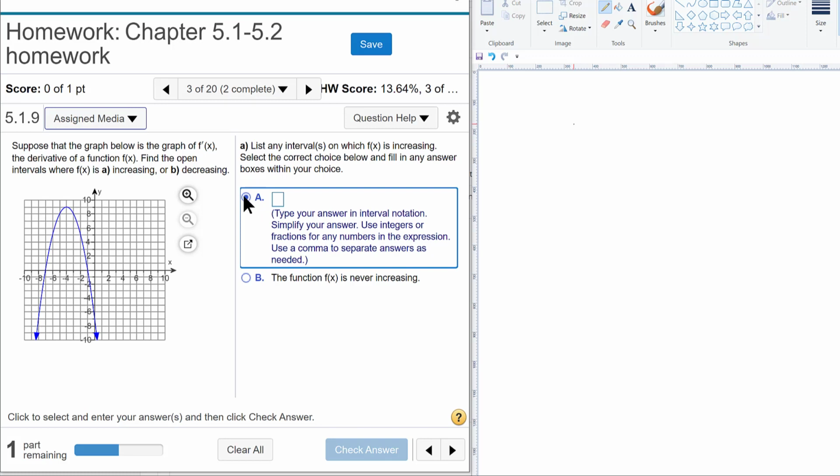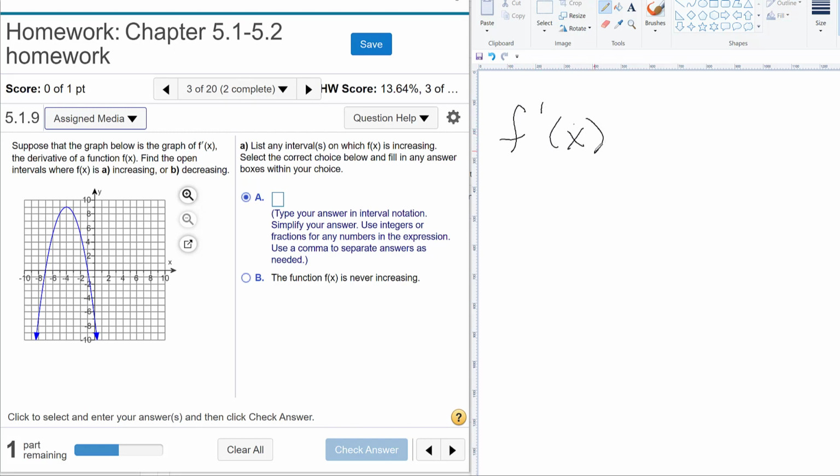Number 3, suppose the graph is the graph of f prime of x. So this is the graph of the derivative. Now remember what the derivative tells you. F prime of x tells you how the original function is changing. It tells you the slope of tangents on the original function. So let's look at what's happening on our derivative. At negative 7, the derivative is 0.